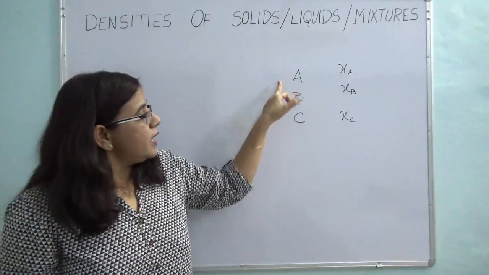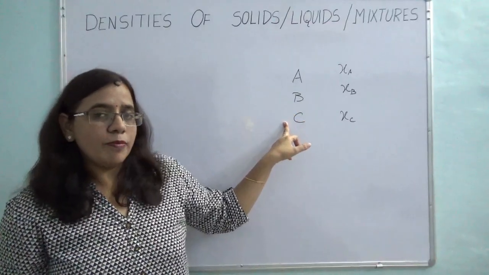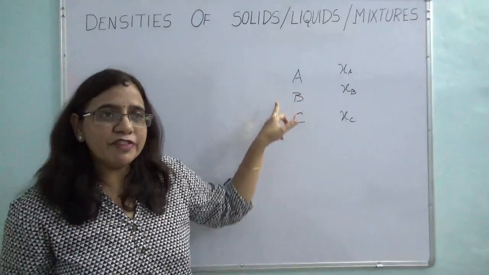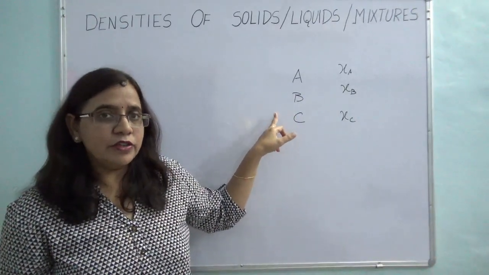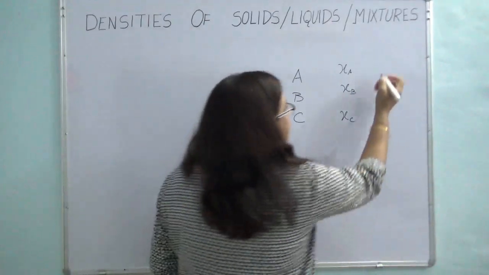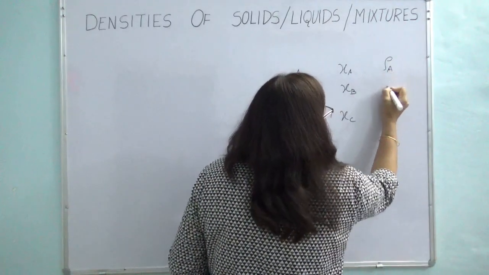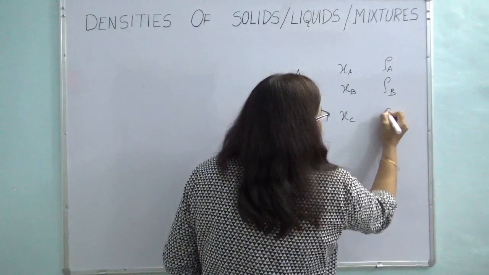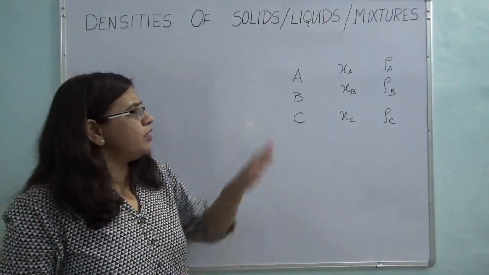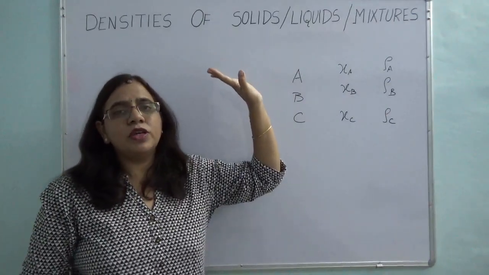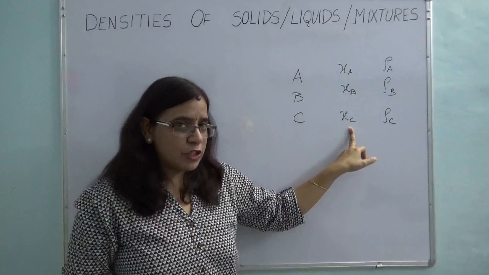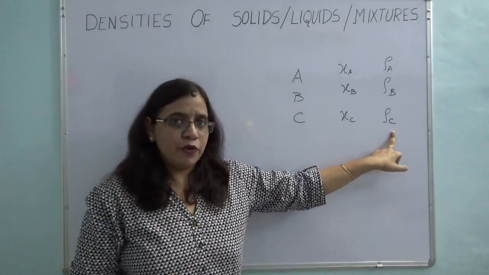A, B and C are pure components. You can go and check, or find, the tabulated values of densities of pure A, B and C. Let's write these down as well. So these are the densities of pure A, B and C, at whatever temperature and pressure we are talking about in the problem. So I have mass fractions and the density of the pure components.